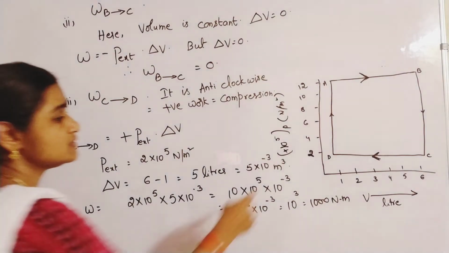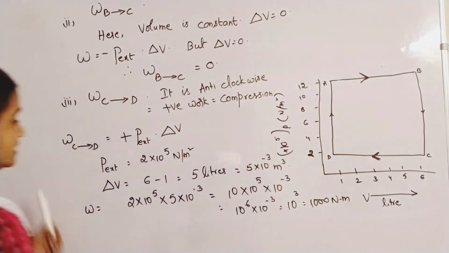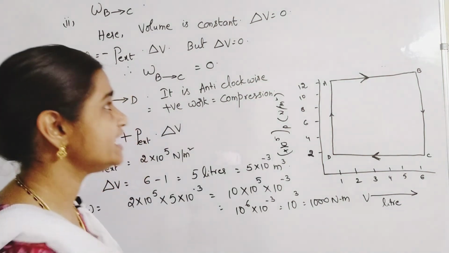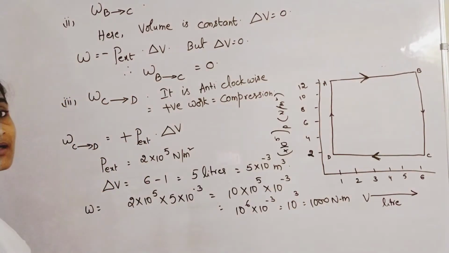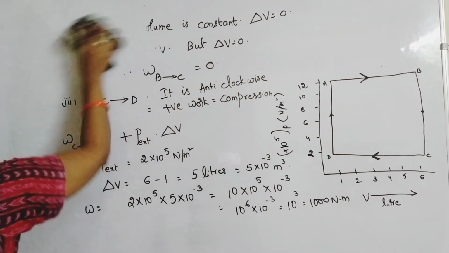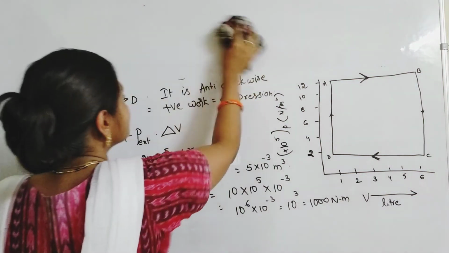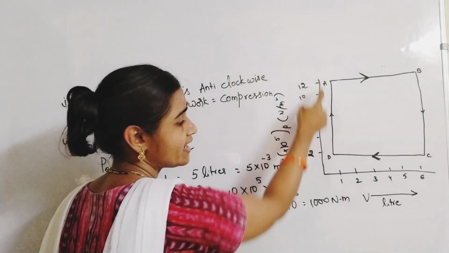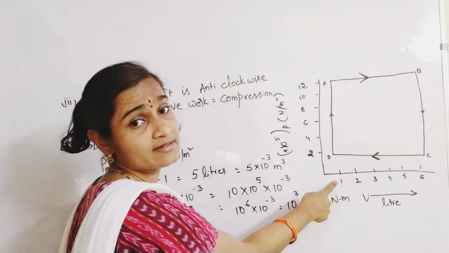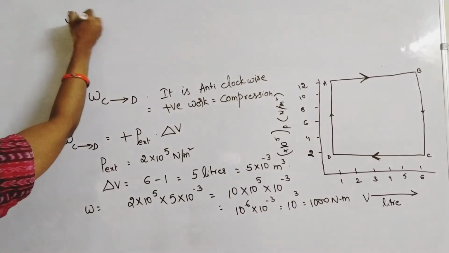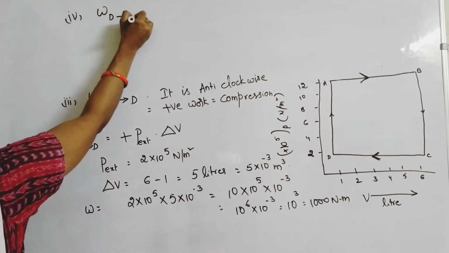Okay, now coming to D to A. This is the third one. C to D finished. Now coming to D to A. D to A also, here also volume is constant. See this D to A graph, volume is at 1 liter. Volume is constant. So case 4, work done from D to A.